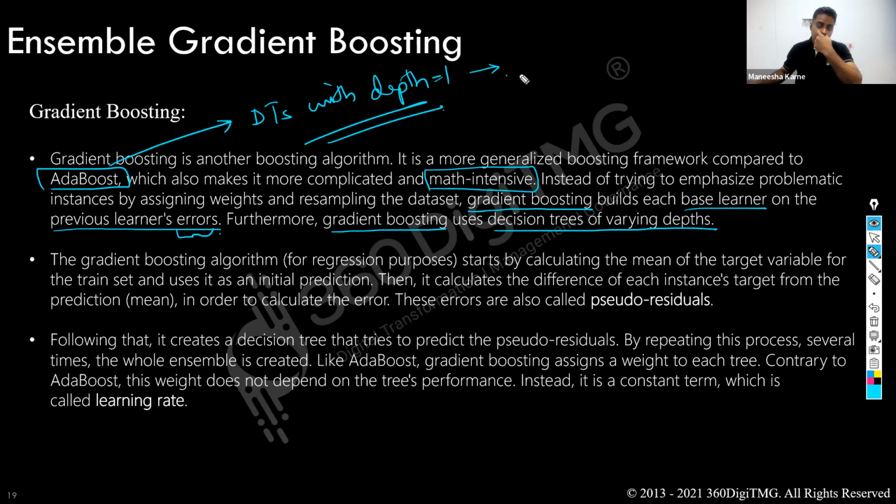This is also called as what? Decision stump. Decision trees with depth equal to 1 are called decision stumps. So the gradient boosting algorithm for regression purposes starts by calculating the mean of the target variable for the training set and uses that as the initial prediction. Okay.